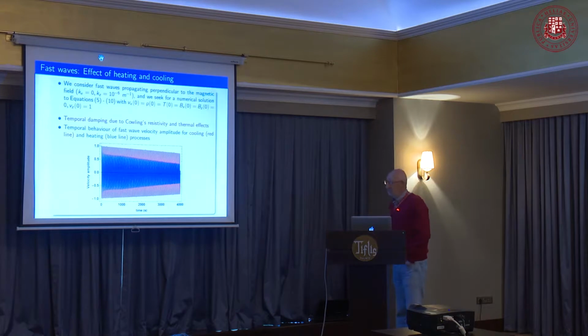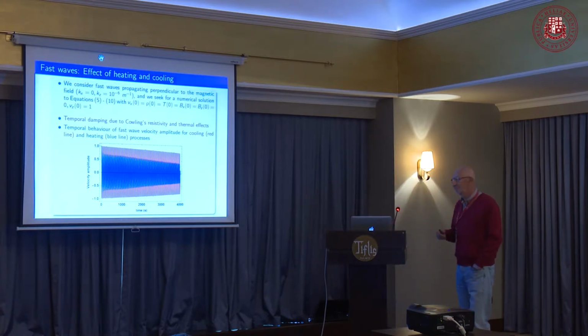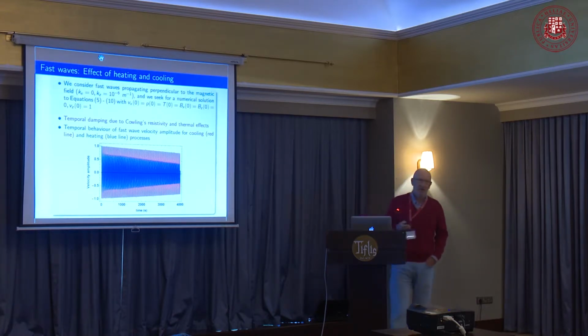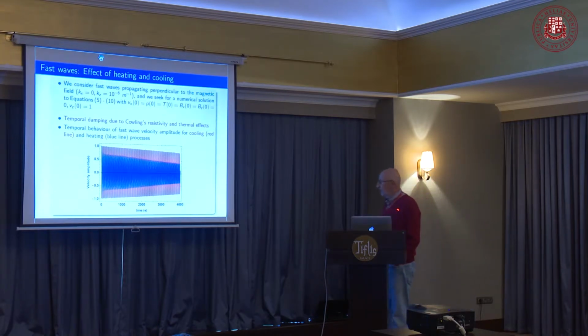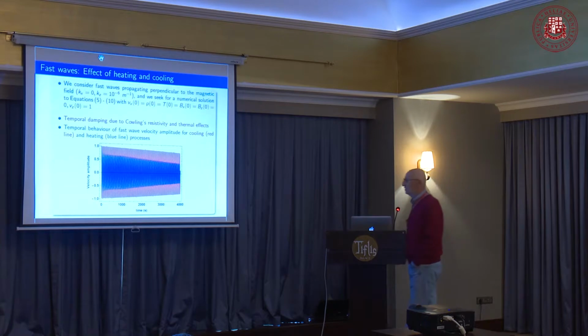For fast waves, we have solved the coupled MRT equation for a slow and fast wave. We impose perpendicular propagation in this case, and the initial conditions are these ones. And in this case, the temporal damping is due to Cowling resistivity and thermal effects. If you look at this panel, you can see that this looks very similar to what happened in the Alfvén wave, but there is a strong difference because the damping is strong, because we have thermal effects.